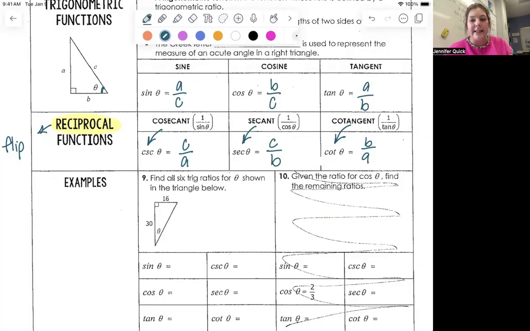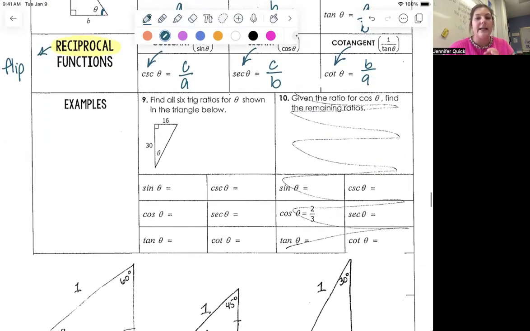Okay, so we're going to do one really simple, number 9, just practicing creating the ratios and flipping them over. Okay, so let's first find the hypotenuse. The hypotenuse has got to be found by doing Pythagorean theorem. So these are my two legs. So I'd have 16 squared plus 30 squared equals something squared. So 16 squared plus 30 squared equals 1156. And then I'm going to square root that. So I get the hypotenuse of 34. So my hypotenuse is 34.